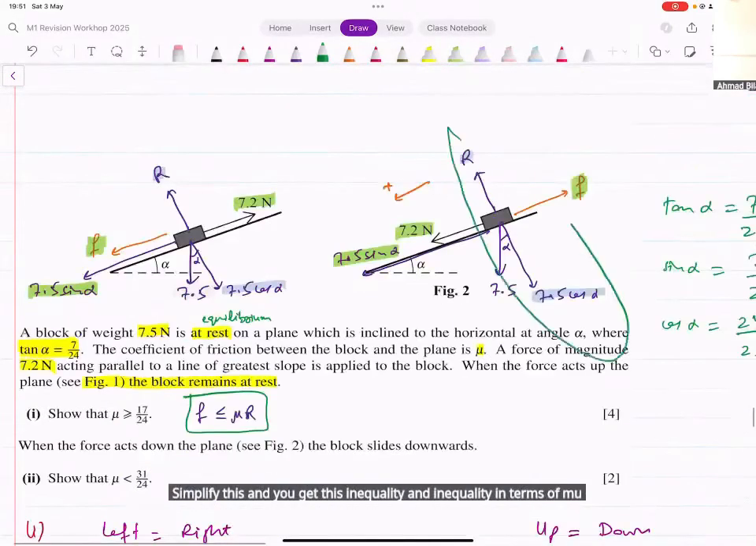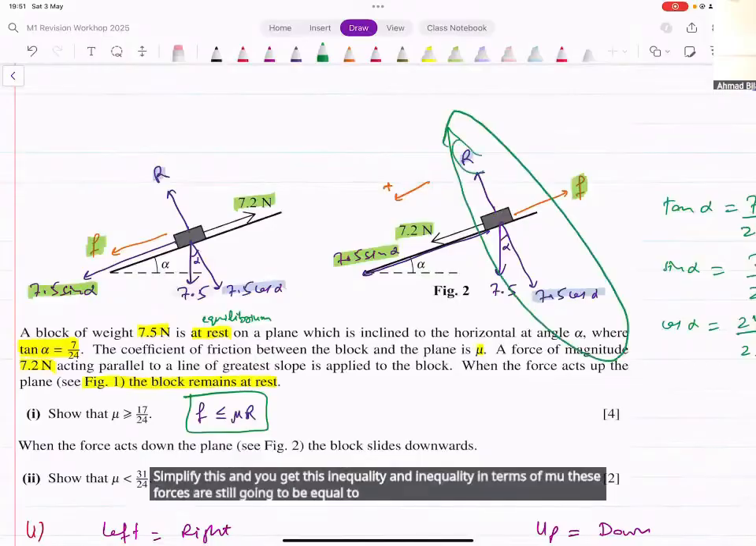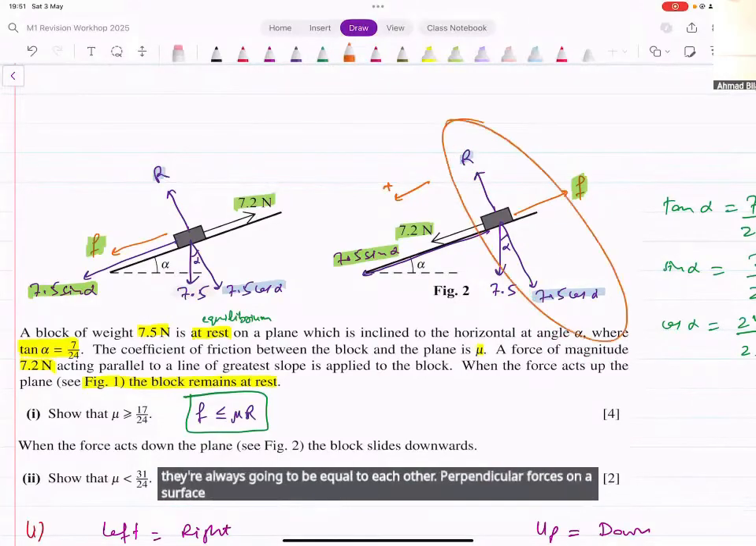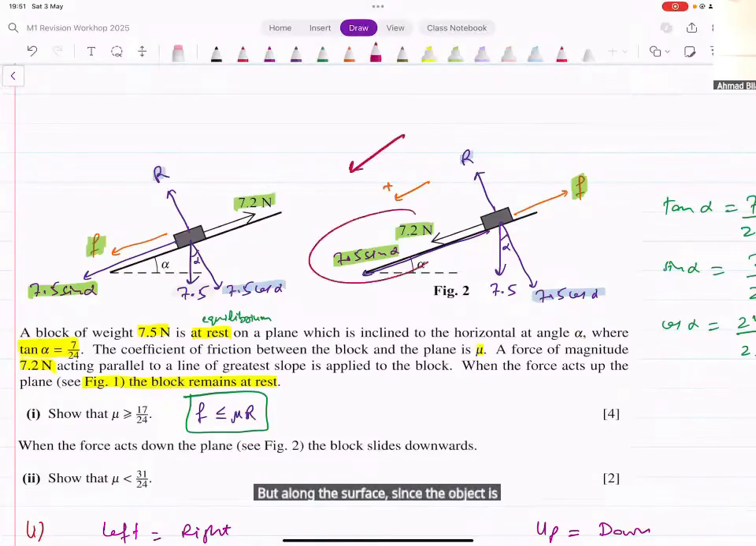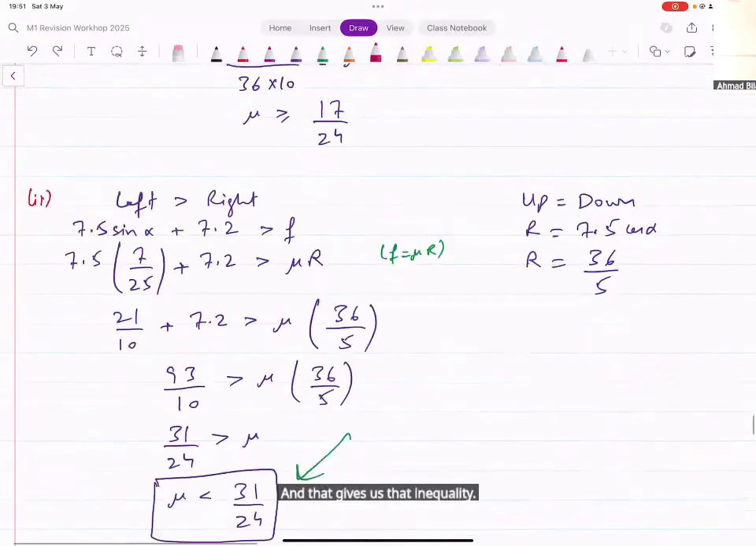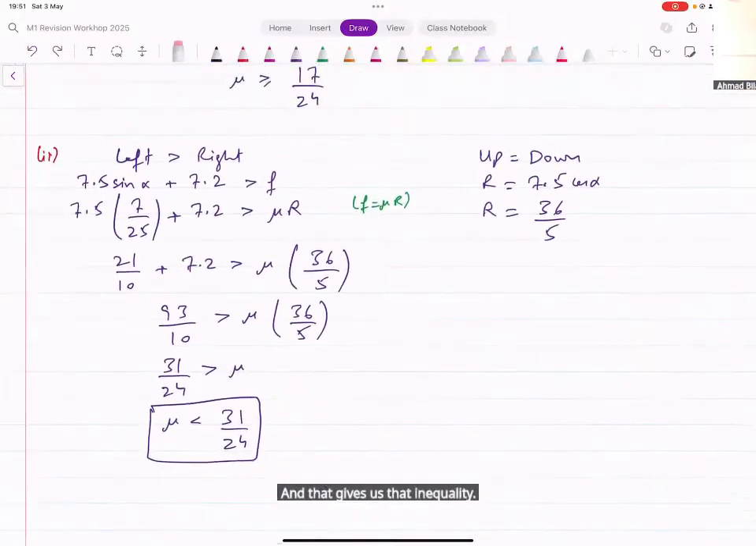These forces are still going to be equal to each other. R and 7.5 cos alpha are always going to be equal to each other. Perpendicular forces on a surface are always equal. But along the surface, since the object is moving down the plane, we say these forces are greater than friction. And that gives us that inequality. Mu is less than 31/24.